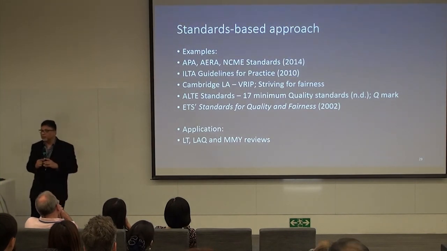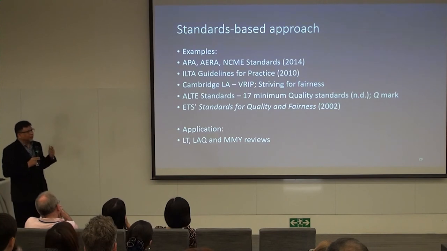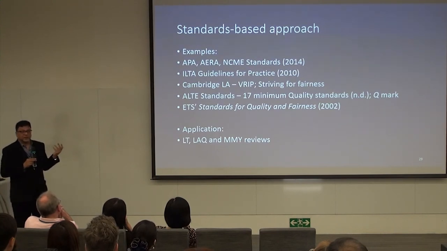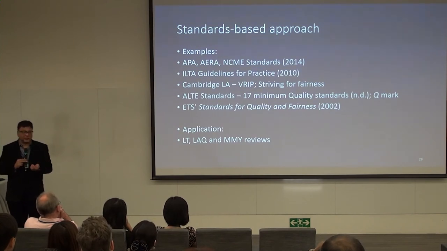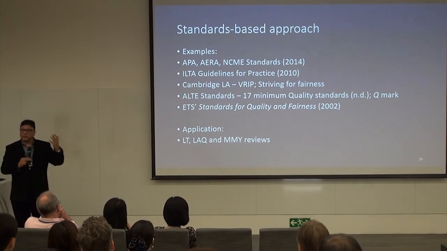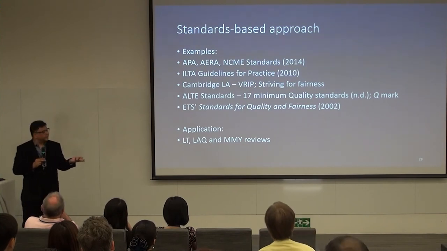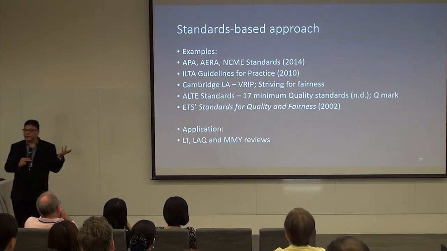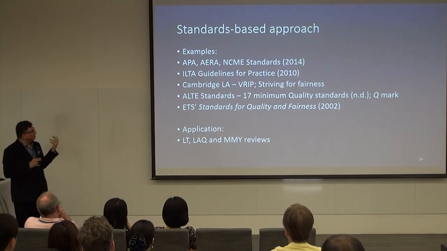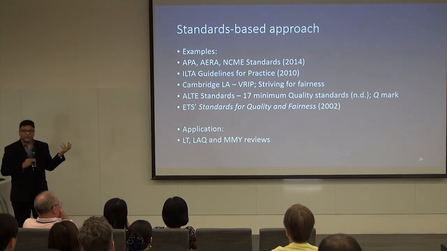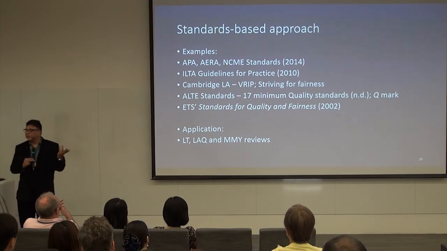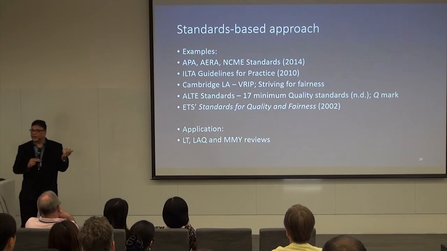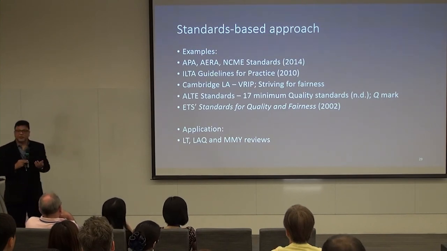Some of you are probably familiar with all of these. The APA, the American Psychological Association, American Educational Research Association, and the National Council for Measurement and Education. They have standards routinely revised every 10 years. ILTA, the International Language Testing Association, has guidelines, a code of ethics and guidelines for practice. Cambridge Language Assessment has its VRIP, validity, reliability, impact, and practicality. They also have a document called Striving for Fairness.